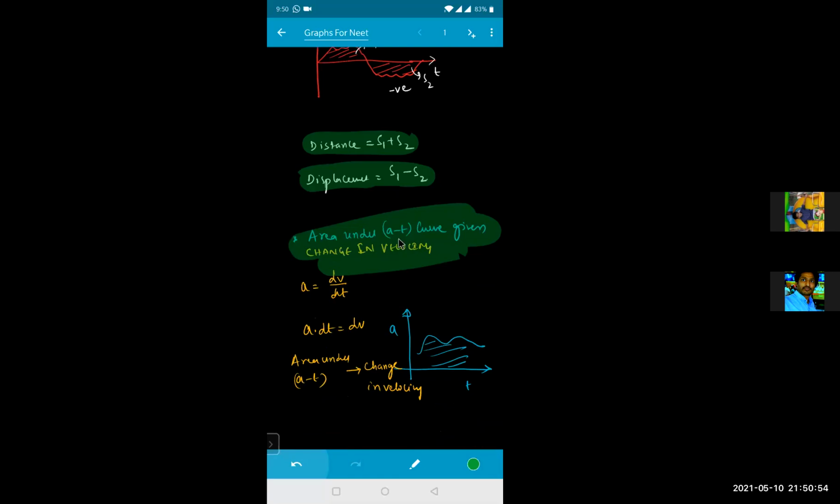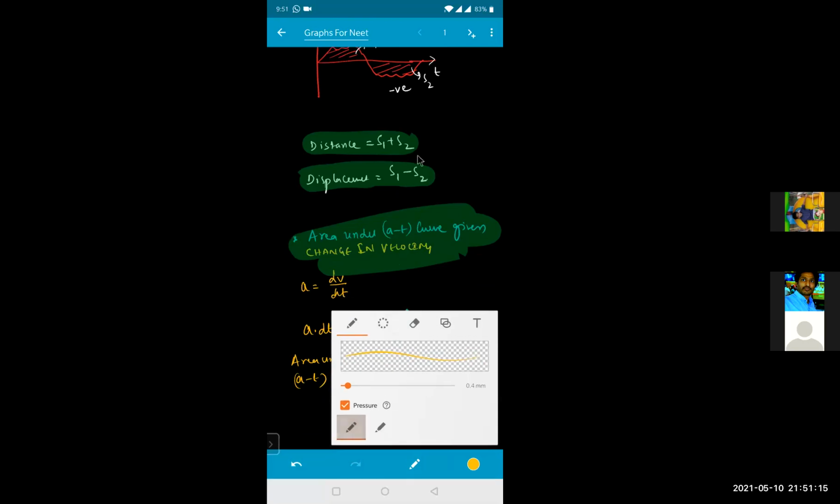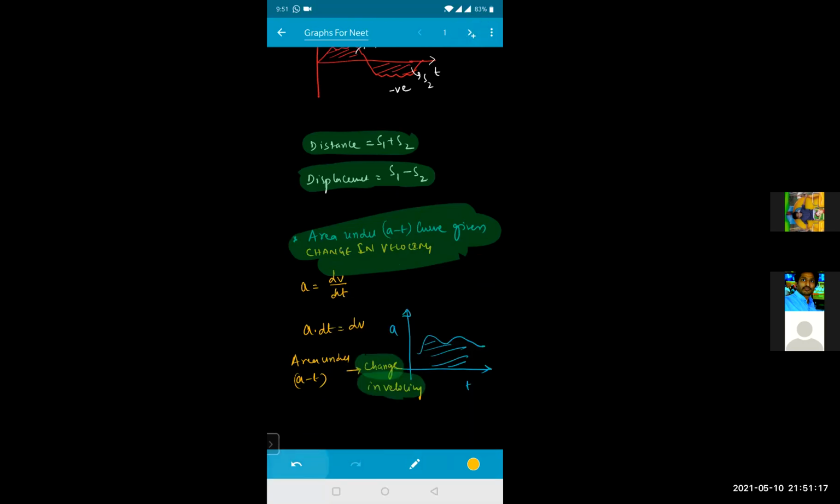And the area under the acceleration versus time graph will always give me change in velocity, because a is equal to dv by dt. If I take it here, a into dt is equal to dv. So the area under the AT graph will always give me what, beta? Change in velocity, but not velocity. Make sure of that, everyone. Is it clear for everyone? Yes, sir. Next point.